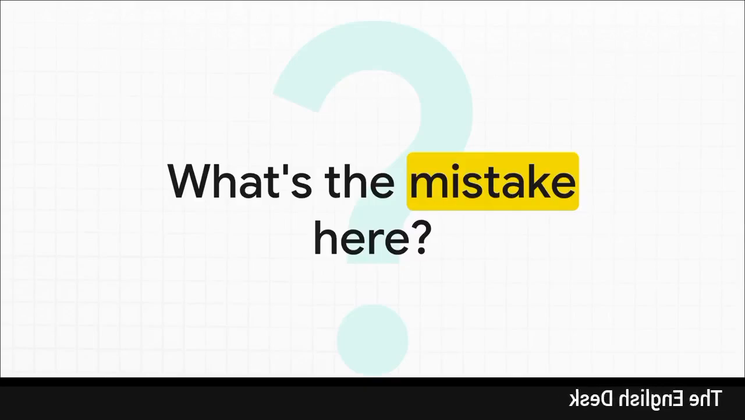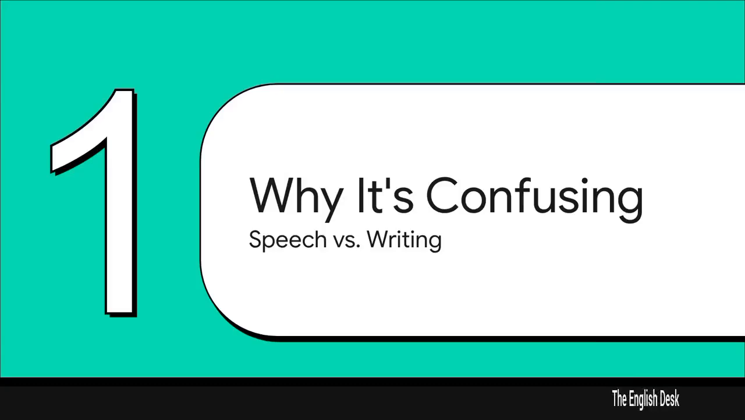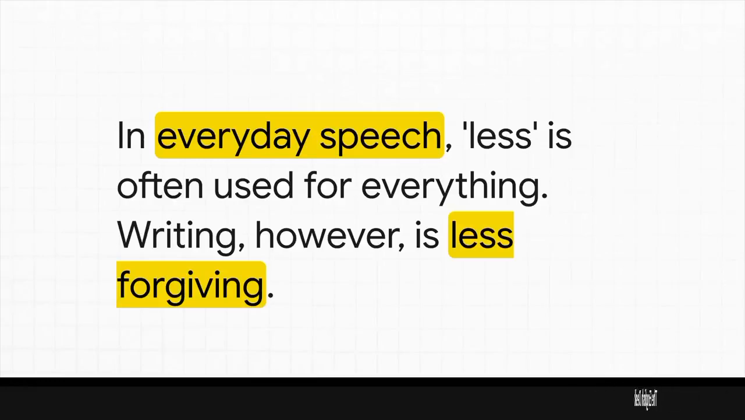This is one of those little grammar things that once you see it, I promise you, you'll never be able to unsee it. Let's break it down. So, why is this so confusing in the first place? It's not because people are bad at grammar. It really comes down to the big difference between how we talk and how we're expected to write. You know, when we're just chatting with friends, we tend to use less for pretty much everything. It sounds natural. We hear it all the time. The problem is, formal writing plays by a slightly different set of rules, and that casual everyday habit can really easily sneak onto the page.